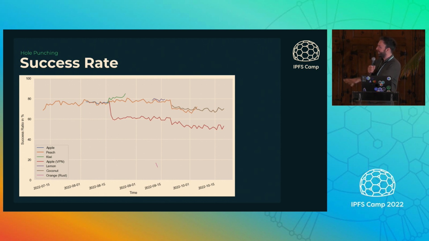But I can tell you I am the orange line there, and this graph shows that my client has a success rate of slightly less than 80%. So if we do this DCUtR protocol and this exchange, we have an 80% chance of ending up with a direct connection, which is, I think, pretty amazing.